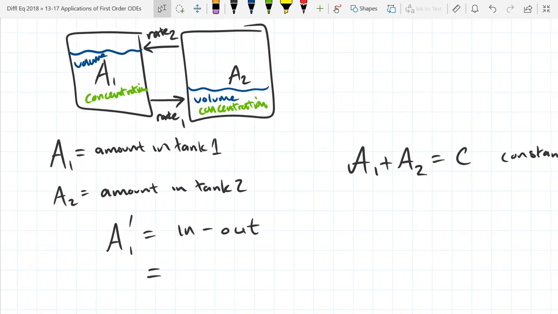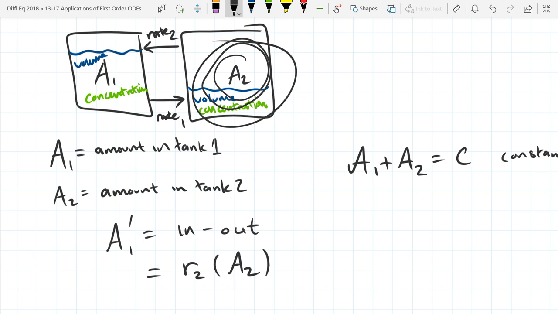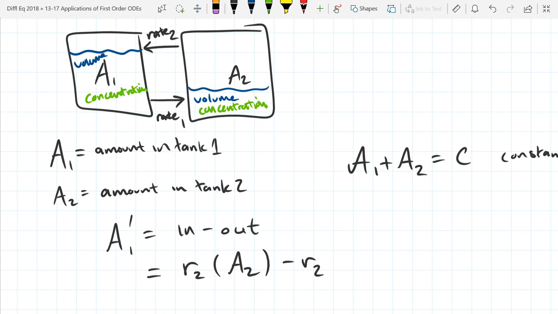So rate 2 is going in. So we're going to get R2. Now, it's R2 times A2, because what type of material is coming through with rate 2? It's the material whatever the concentration in A2 is. That's what's flowing through, so that's what's going in. And out uses R1. Oops, R1. It'll be R1, A1. These are not function compositions, they're multiplications. So we have R2, A2 minus R1, A1.